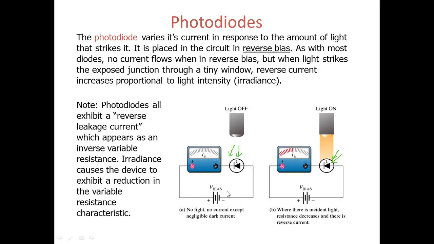But for the same condition, I will not do anything else here now. Instead of light off, I will switch on the light here now. I will switch on the light. This light will fall on the photodiode or diode here now. What will happen? This incident light will decrease the resistance of this diode.